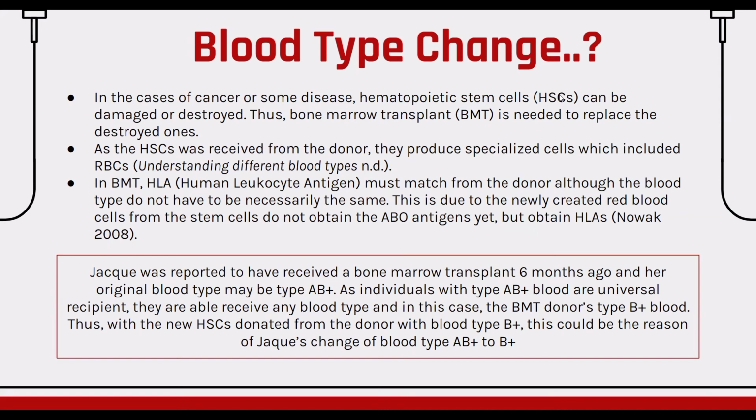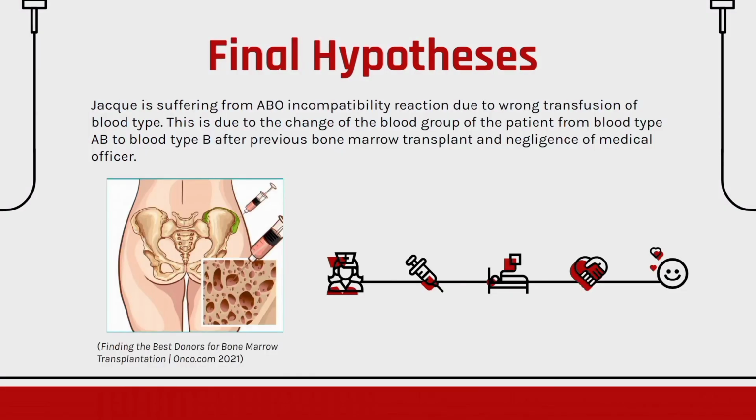and his original blood type may be type AB. As individuals with blood type AB are universal recipients and are able to receive any blood type, in this case, the bone marrow transplant's donor blood type is B. Thus, the new HSC donated from the blood donor, which is blood type B, could be the reason for Jack's change of blood type from AB to B. Our final hypothesis is Jack is suffering from ABO incompatibility reaction due to wrong transfusion of blood type, and this is due to the change of blood group of the patient from blood type AB to blood type B after a previous bone marrow transplant.